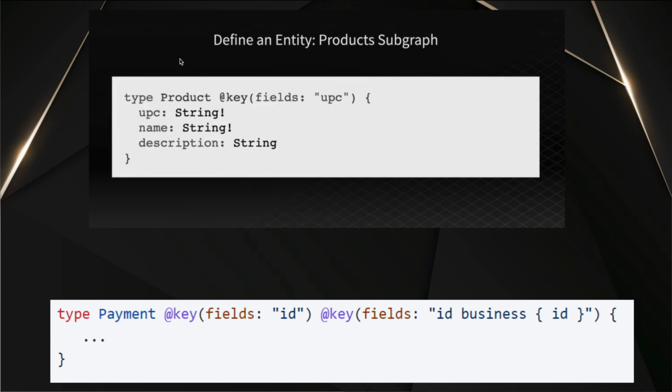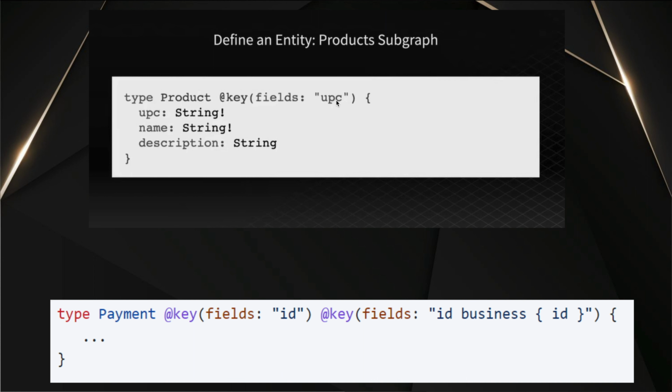So what exactly is an entity? Well, an entity is just something that you would like other microservices or other subgraphs to be able to reference and access. So we use the @key directive over here, and the key in this case is the UPC key. So the field UPC is the key, so UPC is in product over here, and it's a non-nullable string.